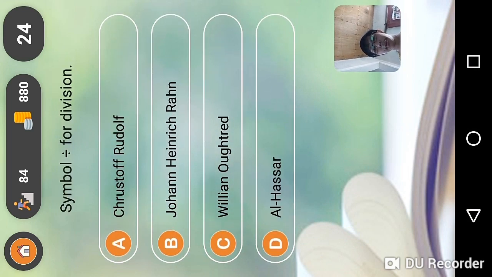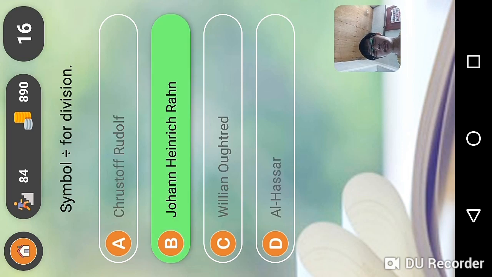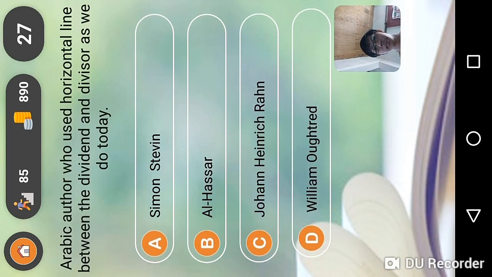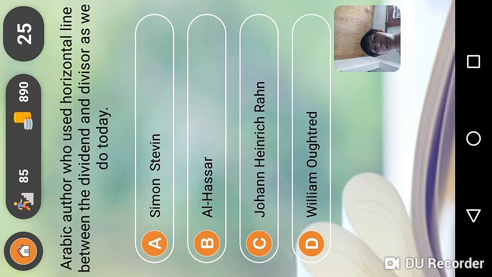Symbol for division. Johann Rahn. Arabic author who used a horizontal line between the dividend and divisor as we do today. Si Al-Hassar.